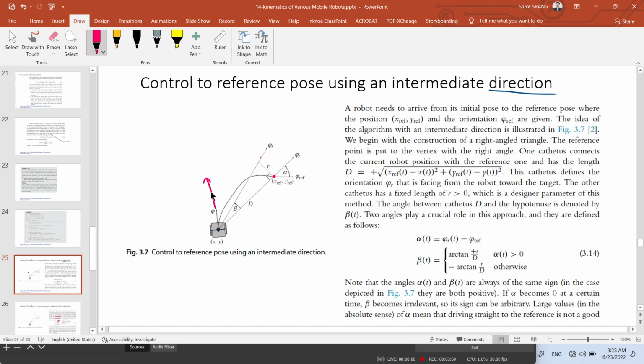Let me remind you why orientation is represented by vectors like this. The orientation given by this direction vector means the angle of this vector with respect to the x-axis. So the direction phi t means the angle from the x-axis to this vector, and the direction phi r means the angle from the x-axis to this vector.